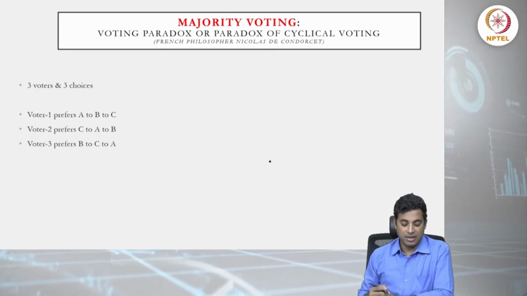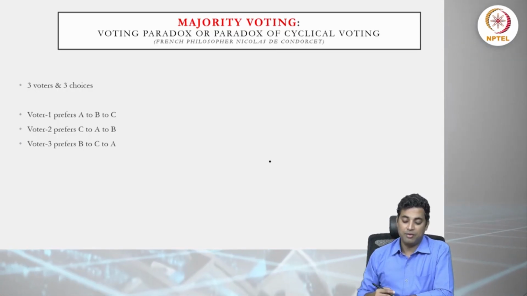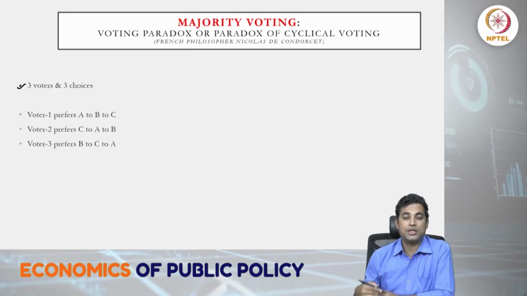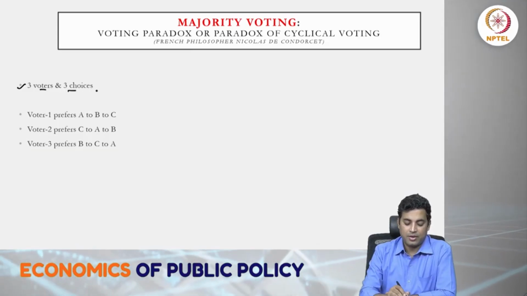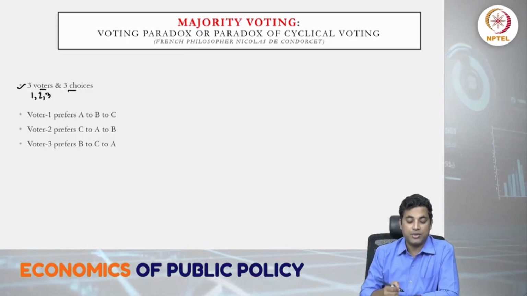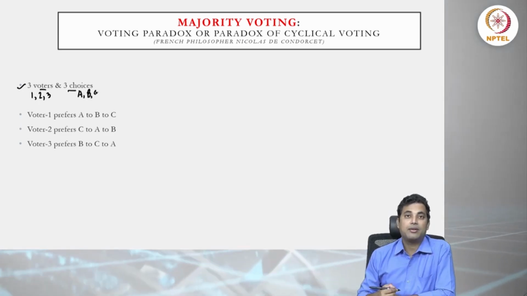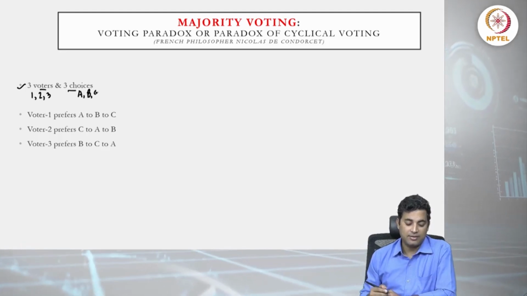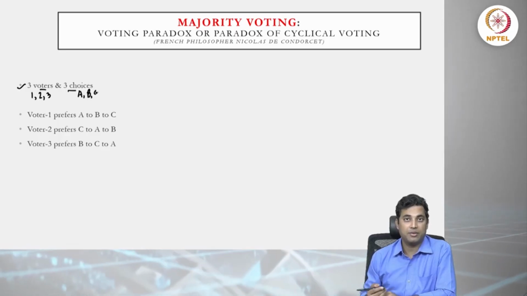So let us take this example and discuss what we mean by voting paradox. Assume that 3 voters will vote, and there are 3 choices. So say voters 1, 2 and 3, and the 3 choices that we are talking about, say A, B and C. Assume these are the 3 broad possibilities, from where we'll see who is actually gaining from these particular preferences.